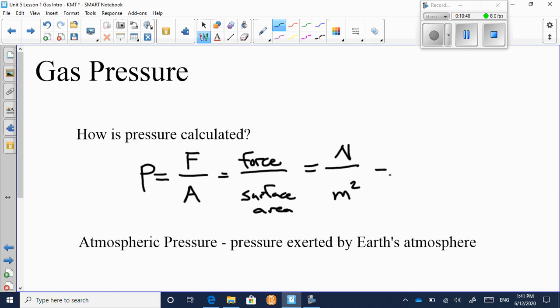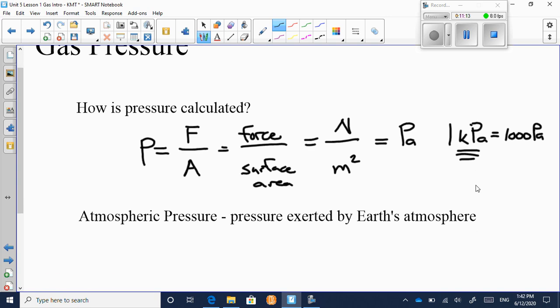And so the pressure is often measured in newtons per meter squared, and that's been given an SI unit called the Pascal, Pa. And we often use kilopascals, so 1 kPa is equal to 1,000 pascals. So that's going to be a unit that you're going to start hearing, kilopascals.